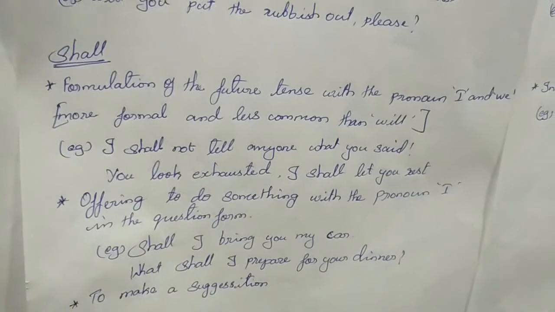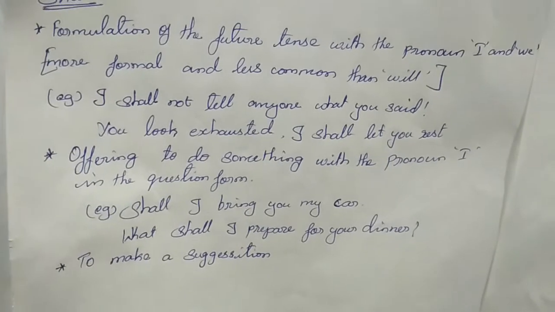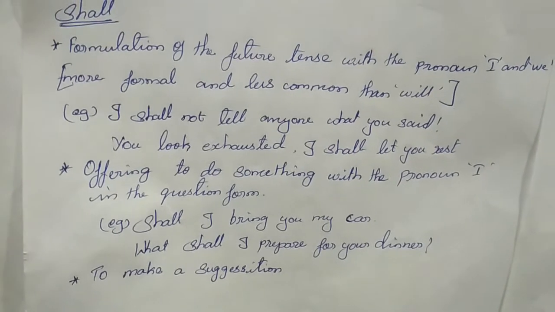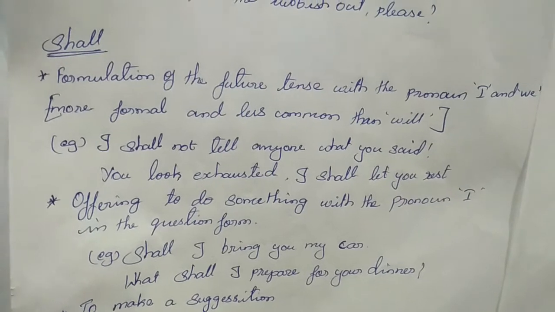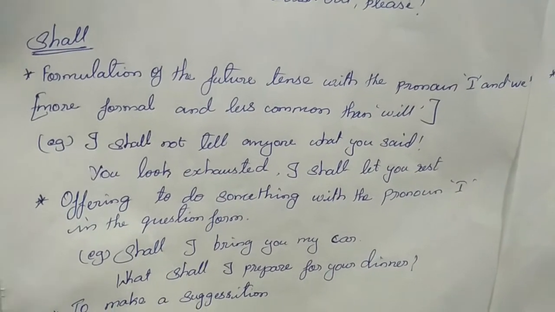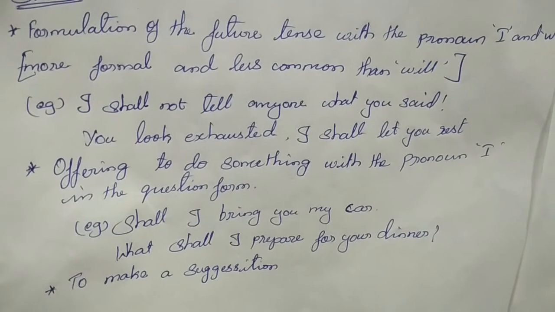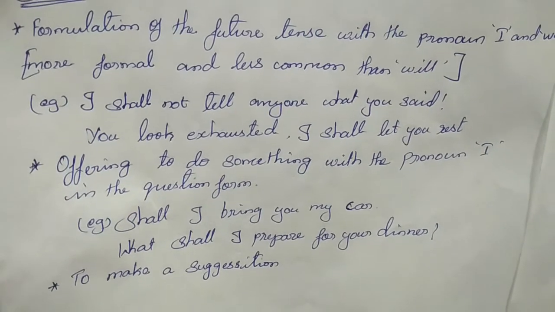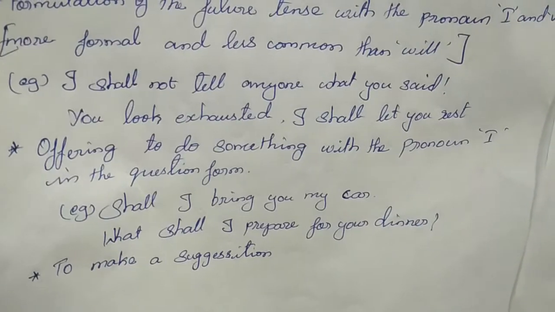So next we are moving on to shall. Shall is a formulation of future tense with the pronouns I and we. That is the difference between will and shall. Shall, like will, is also used only for future tenses. But will can be used with all pronouns, and shall only with I and we. It is more formal and less common than will. So will is informal, and will modals are used in informal requests, but shall is used in formal ones.